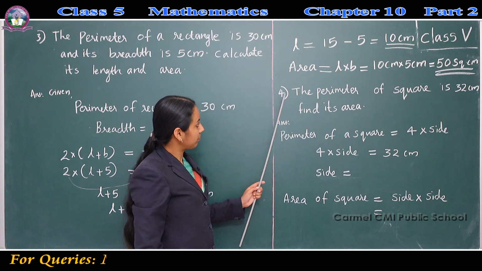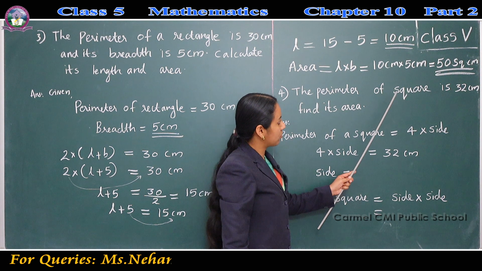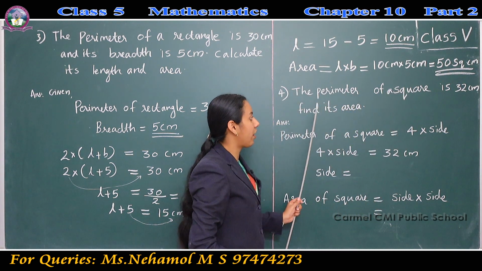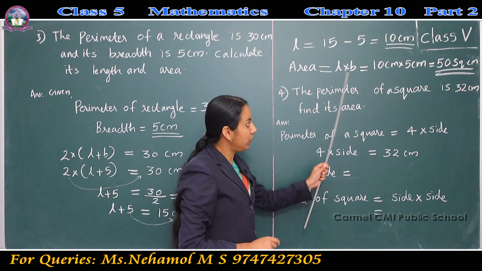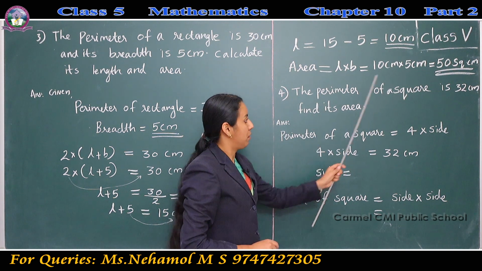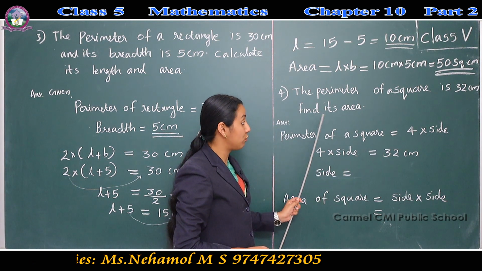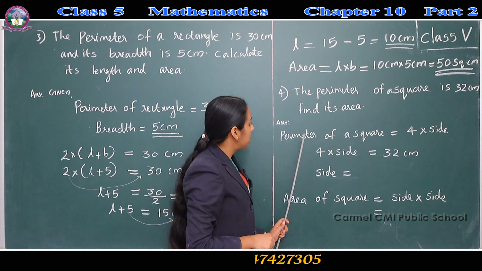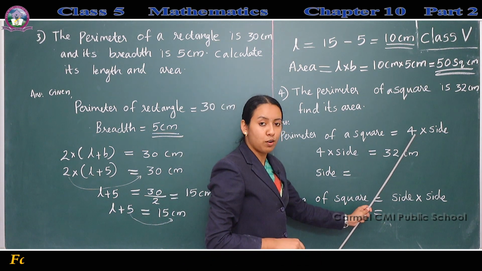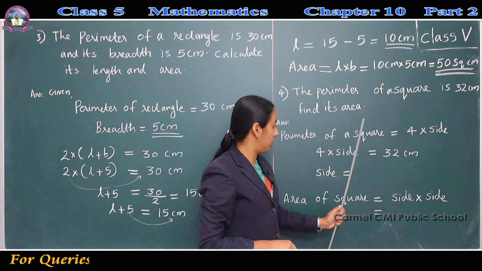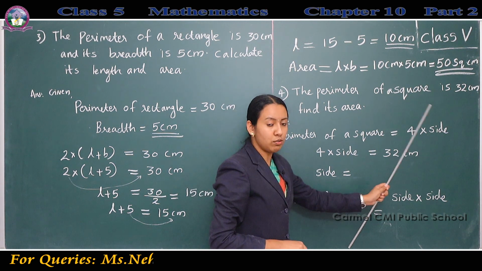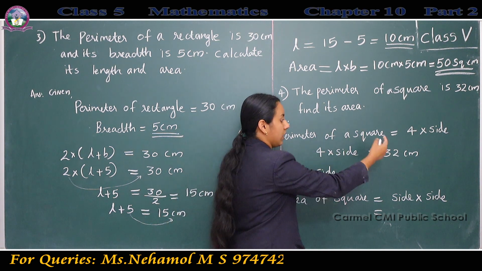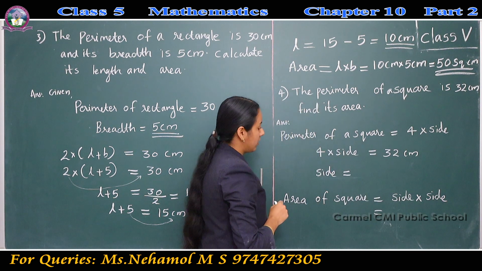Next question. The perimeter of a square is 32 centimeter. Find its area. Perimeter of a square is given 32 centimeter. We have to find area of the square. First to write steps. Perimeter of a square is equal to 4 into side. The equation, perimeter of a square 4 into side. Then that is given 4 into side. The perimeter is equal to 32 centimeter.